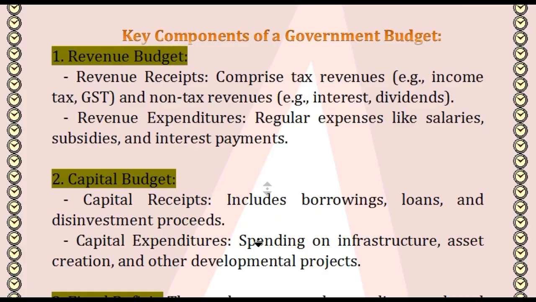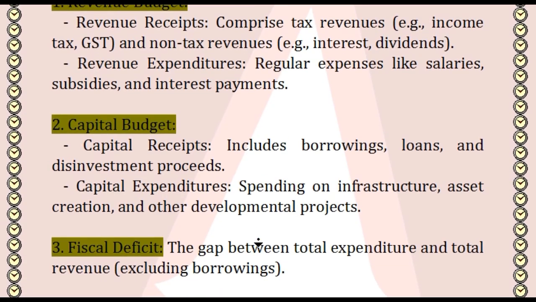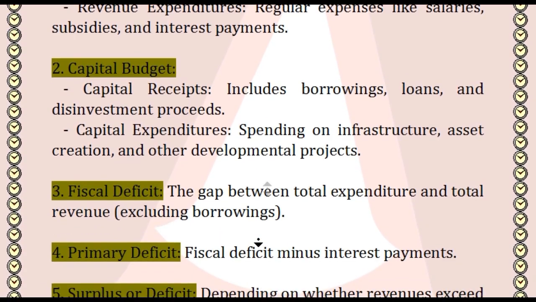Key components of a government budget. 1. Revenue budget. Revenue receipts comprise tax revenues, for example, income tax, GST, and non-tax revenues, for example, interest, dividends. Revenue expenditures, regular expenses like salaries, subsidies, and interest payments. 2. Capital budget. Capital receipts include borrowings, loans, and disinvestment proceeds. Capital expenditures, spending on infrastructure, asset creation, and other developmental projects.